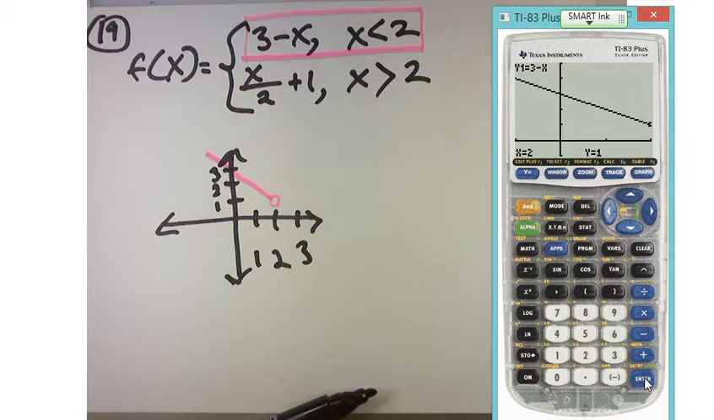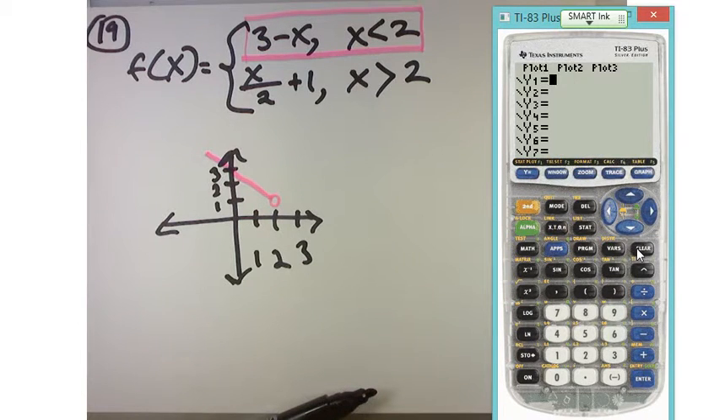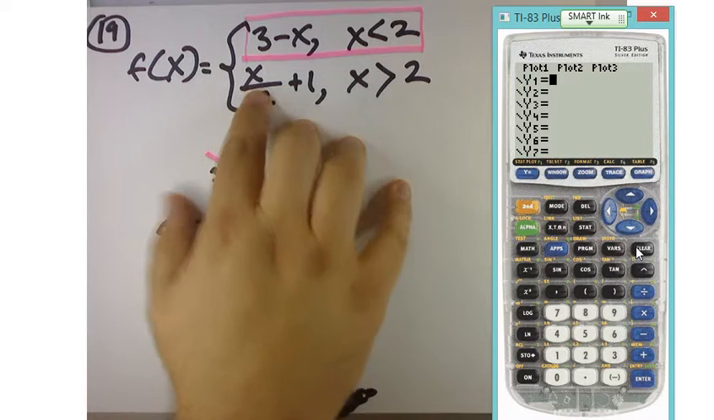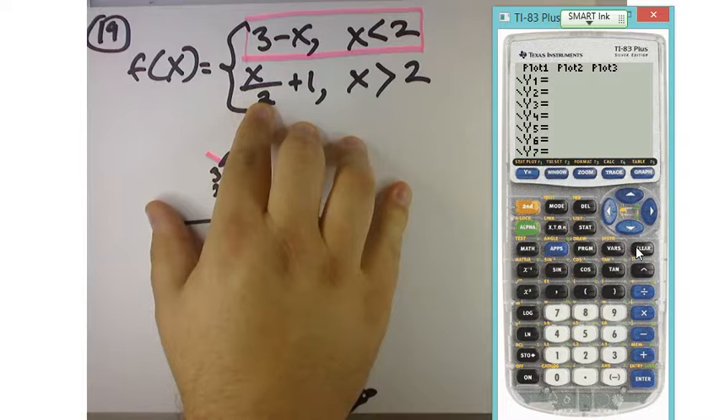Now I need to look at the second equation. So I'm just going to get rid of this equation and put in the second one. Now, before I graph it, what's the slope of this equation? If I think in terms of y equals mx plus b.